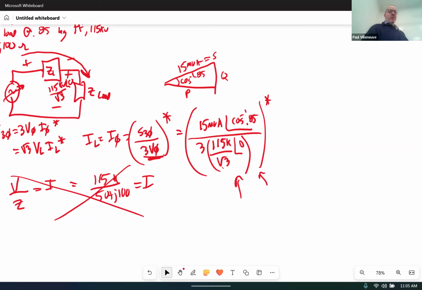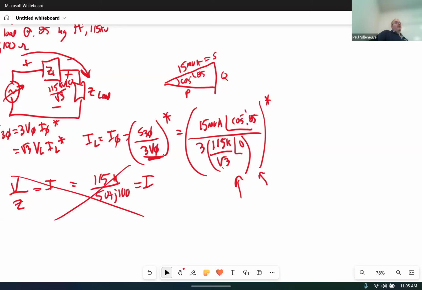Remember the phase voltage we said was 115 kV at an angle of 0. We picked it to be our reference point, so that's why we kept it at an angle of 0. And we converted it to a phase voltage by dividing by the square root of 3. So that's where we got that voltage. We needed an angle as well.